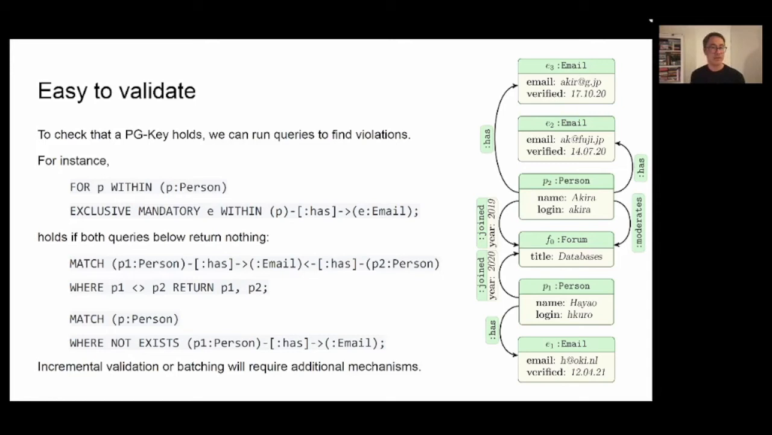So that is, we're looking for two different people having the same email. If we do find two such people, there's a violation of this key constraint. And we also would look for matches of person nodes that don't have an email. This would violate the mandatoriness of having an email. Incremental validation or batching will require additional mechanisms, but simple validation of PG key constraints on the current instance amounts to running queries.